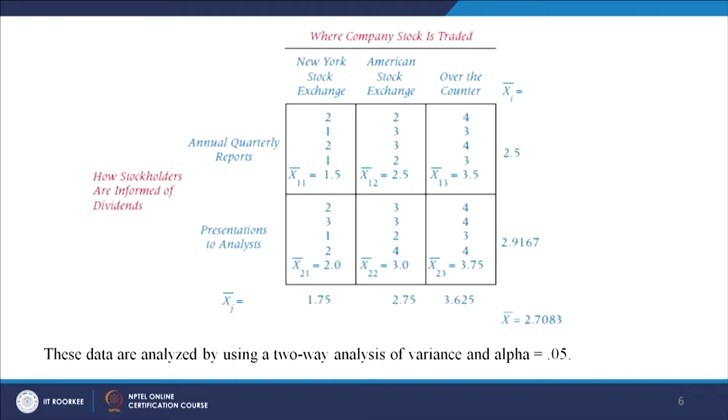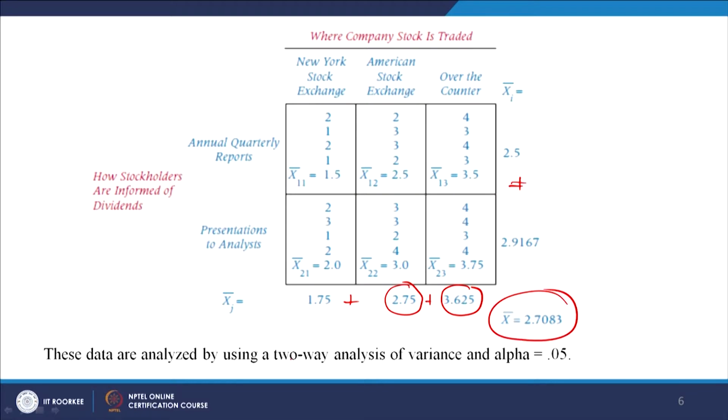Then for the annual quarterly report, what is the average mean? If you take 3, how many are there? 1, 2, 3. So, 2.5 plus 1.5 plus 3.5 is 7.5, divided by 3 is 2.5. Similarly, for the presentation it is 2.9167. For the New York Stock Exchange, if you go vertically, the mean is 1.75. For the American Stock Exchange, the overall mean is 2.75. For over the counter, the overall mean is 3.625. My grand mean is the summation of these three divided by 3, or these two divided by 2. This comes to 2.7083.